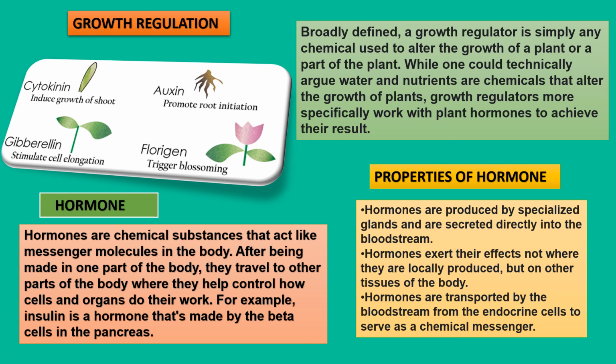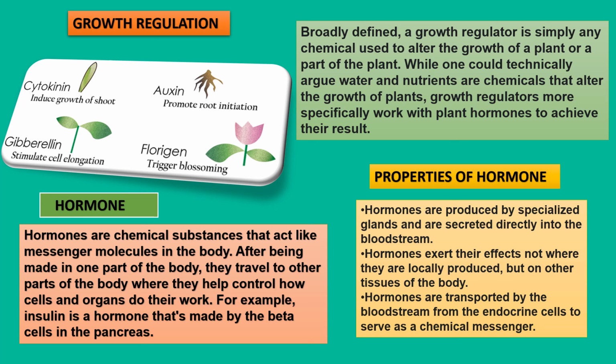Now, what is hormone? Hormones are chemical substances that act like messenger molecules in the body. After being made in one part of the body, they travel to other parts of the body where they help control how cells and organs do their work. For example, insulin is a hormone that's made by the beta cells in the pancreas. Obviously, this is in the case of animal, or you can say this is actually in the case of human being.